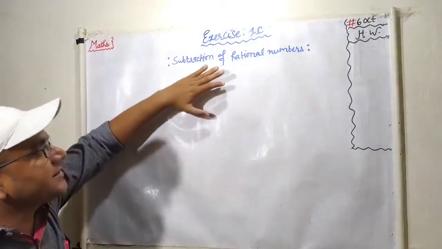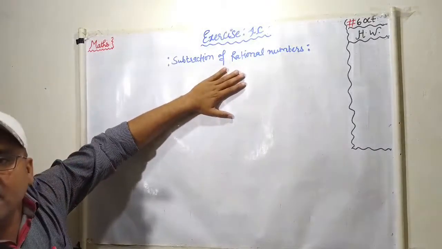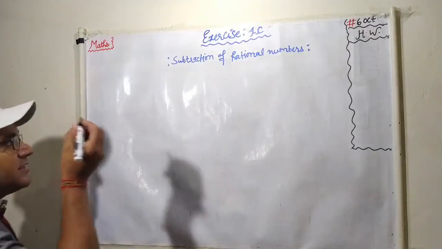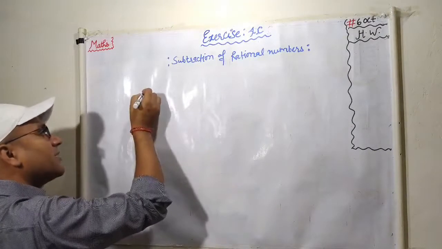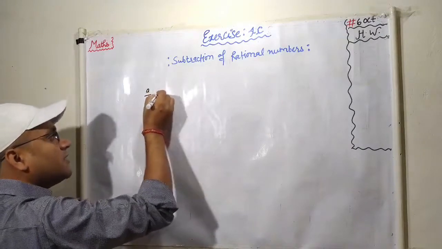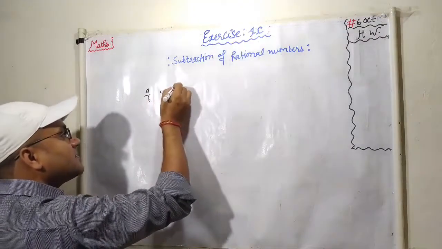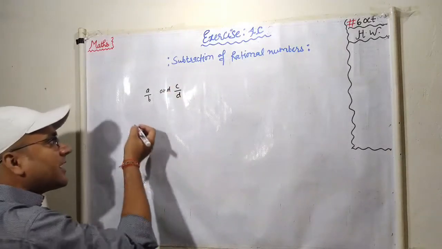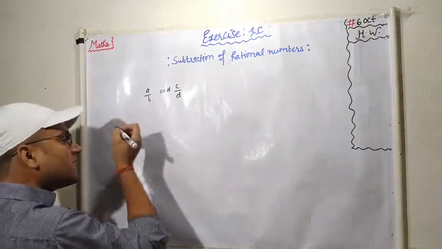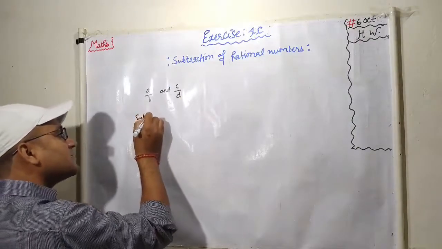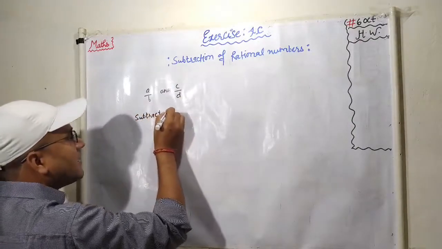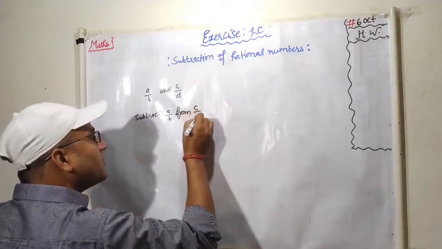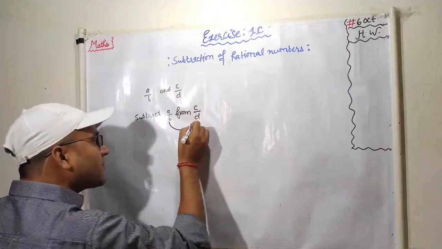How to subtract a rational number from another rational number. See this one, students: the subtraction of rational numbers a upon b and c upon d. I have taken two rational numbers. Subtract a upon b from c upon d, means that this one you will subtract from this.